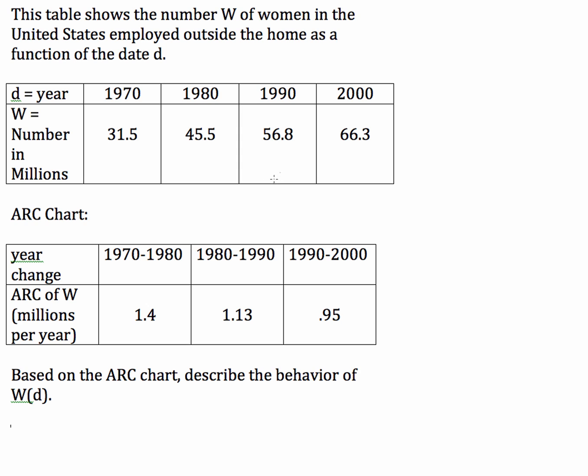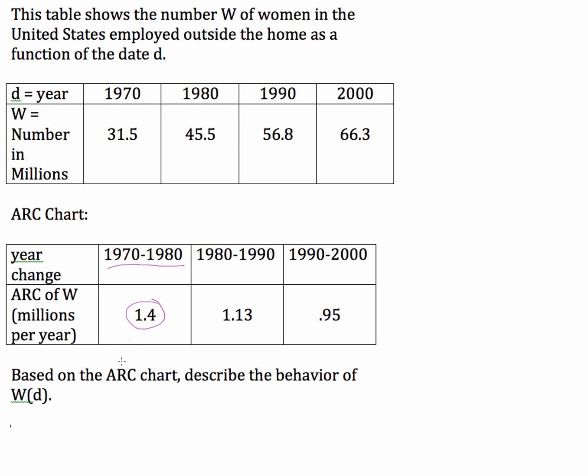Here's an example that we looked at last time about the number of women in the United States employed outside the home. In 1970, there were 31.5 million women employed outside the home. So we answered questions about this, and we looked at average rate of change. So if we made an average rate of change chart, here we have from 1970 to 1980, the average rate of change is 1.4 million women per year. So on average, between 1970 and 1980, 1.4 million more women worked outside of the home per year.